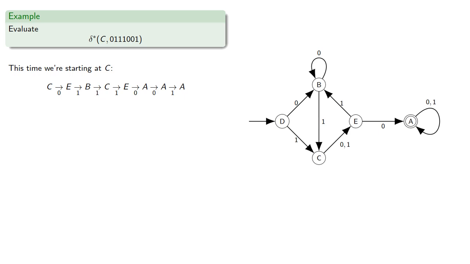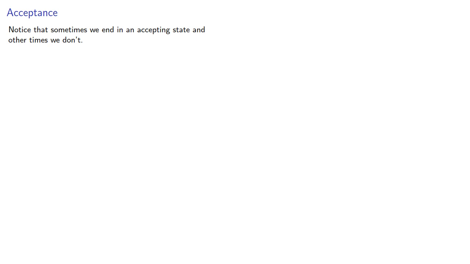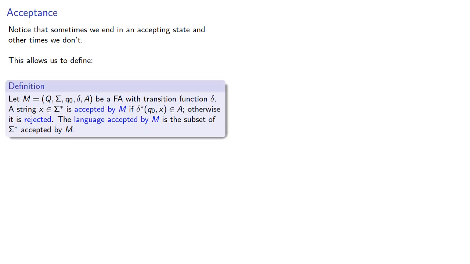The way you can think about this delta star function is that if you start at a particular state and then follow the directions from that state, where do you end up? And notice that sometimes we end in an accepting state, and other times we don't. This allows us to define: let M be a finite automaton with transition function delta. A string is accepted by M if delta star of the initial state and that string is one of the accepting states. Otherwise, it's rejected. Intuitively, if we start at our initial state and then run through the string x, and we end at an accepting state, then the string is accepted. Otherwise, it's rejected. And the language accepted by our finite automaton is the subset of strings that are accepted by the automaton.